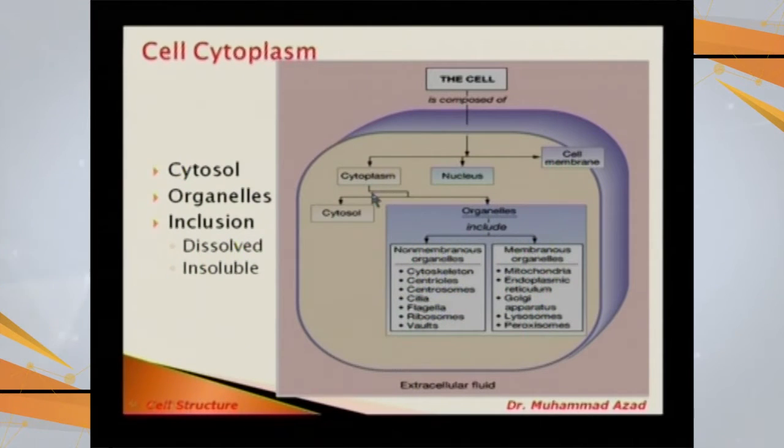Then within this liquid part, inside the cytoplasm, there are certain small organelles. Some of these are bounded by a membrane, and some are not. Those bounded by a membrane include mitochondria, endoplasmic reticulum, Golgi apparatus, lysosome, peroxisome, and many others. Those which are non-membranous organelles are the cytoskeleton, centriole, centrosome, cilia, flagella, and things like that. We will be discussing them in detail.